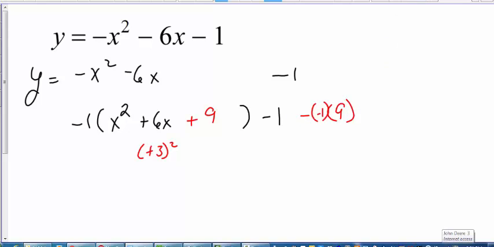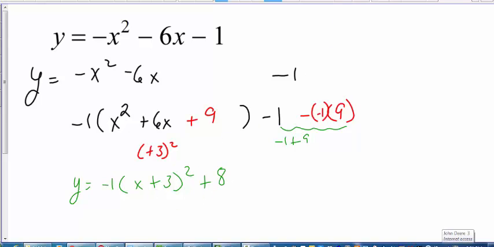Now let's do a little bit of cleaning up. y equals -1 times (x plus 3) squared. Now this right here will give us -1 times a negative, and a negative times a negative is a positive, so that's +9. So -1 plus 9 is +8.